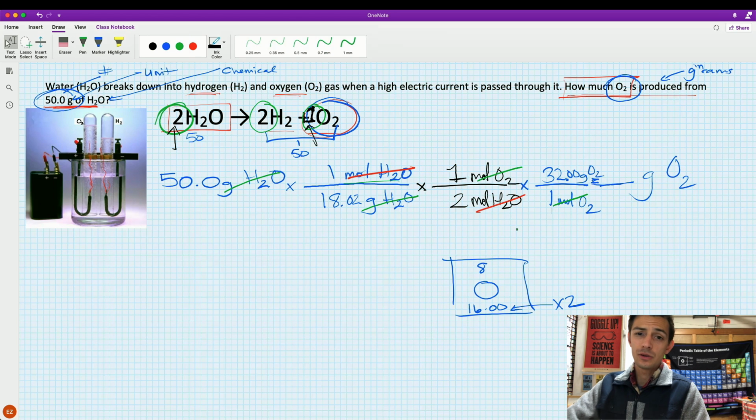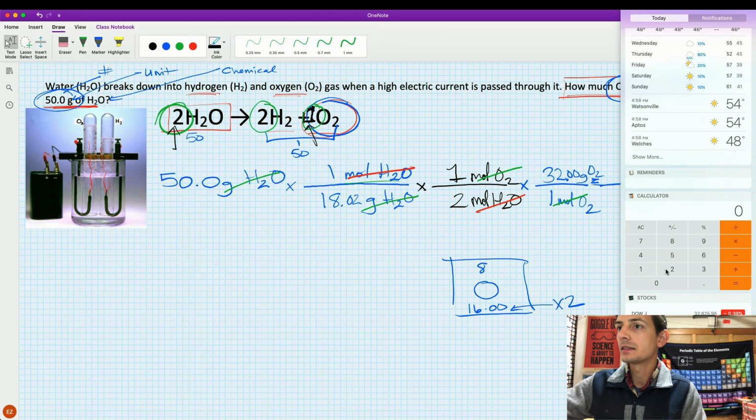And now I just have to do some math. So this math kind of looks scary, but remember, you multiply the top and then you divide the bottom, and you can just do it in sections. So the way that I'm going to do this, I'm just going to use my little calculator built into the computer here and do it over on this side of the screen here. 50 grams times 32 grams. I don't need to worry about the ones because they don't do anything. So 50 times 32, 1600, and then I just want to divide by anything on the bottom. So I want to divide by 18.02.